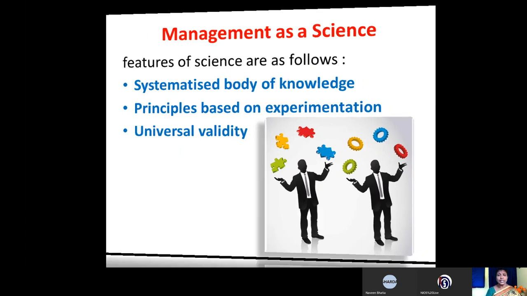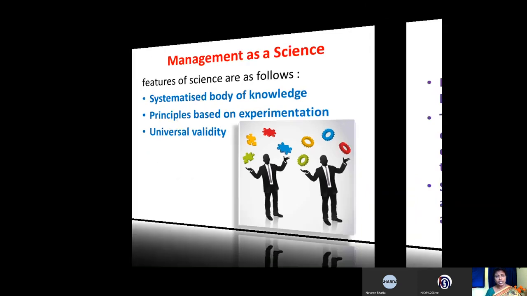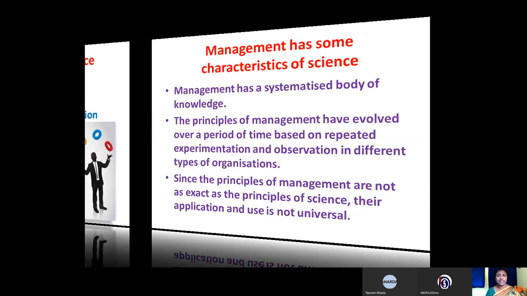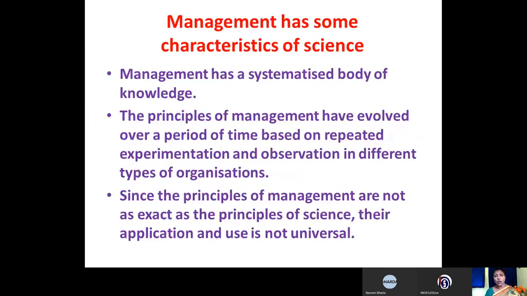Now, does management have some of the characteristics of science, students? So the first one, management has a systemized body of knowledge, just like science. Management also has principles, but it is not very exact. The third point, it is not very exact as the principles of science. Their application also is not universal.